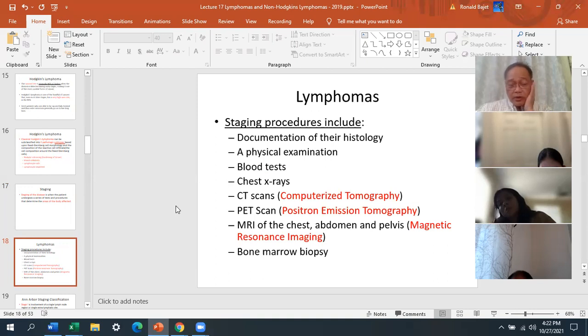Those are the 2 different types. You've got typical CT, which is used commonly these days, and PET scan is another type of CT scan, but it uses positron emission tomography. MRI is another imaging; you've got to make sure that you don't have metal on your body when you do an MRI test, and then you do a bone marrow biopsy.